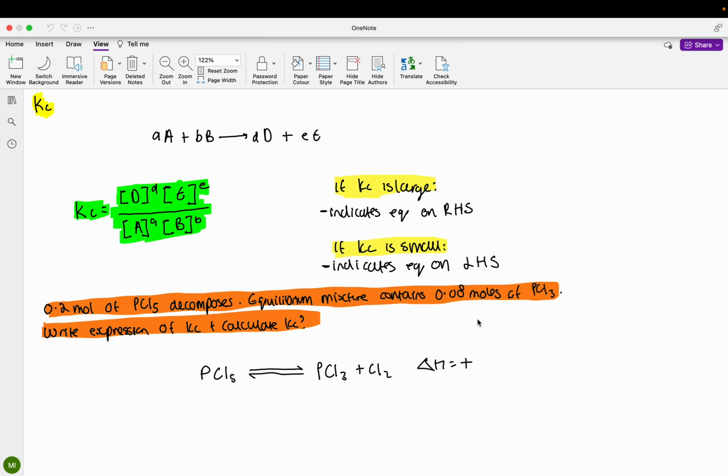So if you look here at what I've highlighted in green and look at this general equation, you can see from the equation that your products are your D plus E and your reactants are your A plus B. So the way we work out Kc is by putting products multiplied together over our reactants multiplied together. And our products are to the power of whatever number is in front of them.